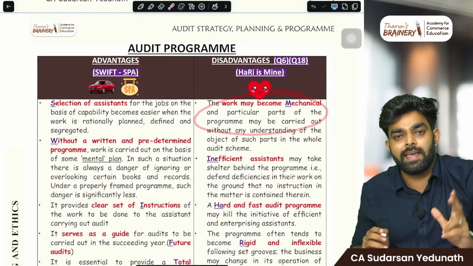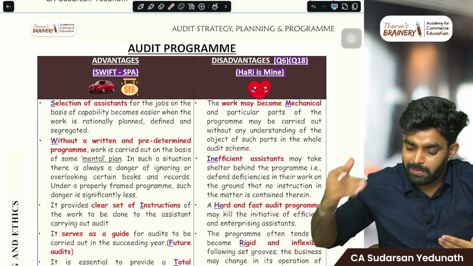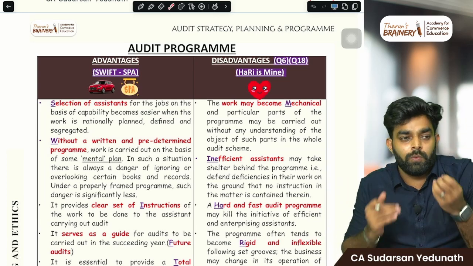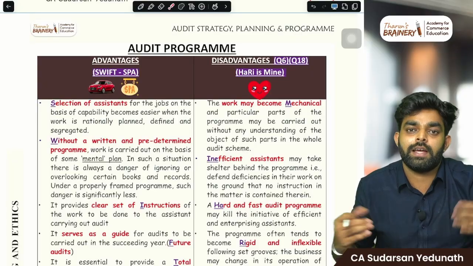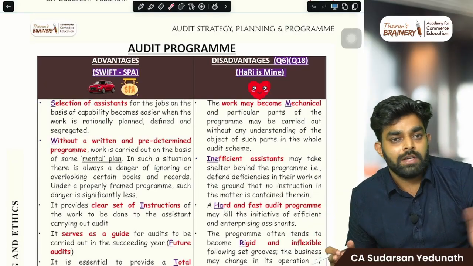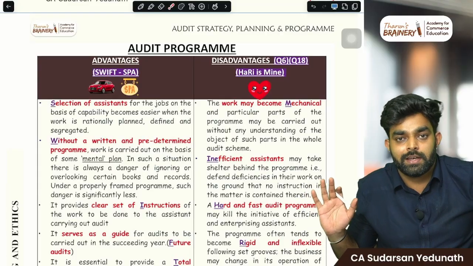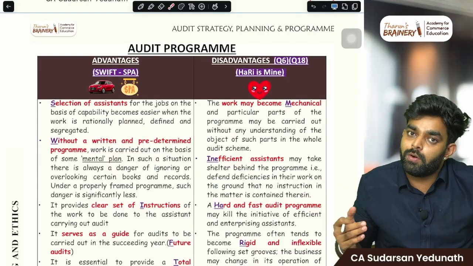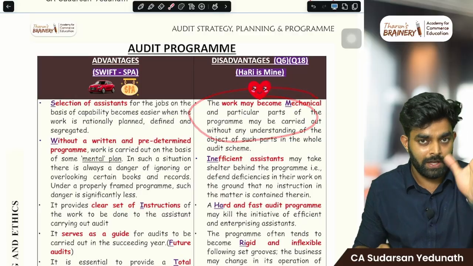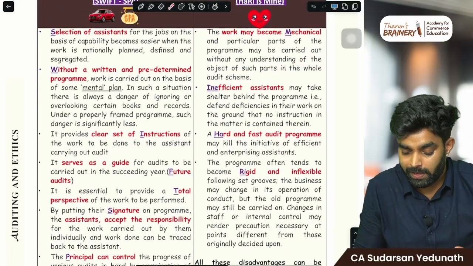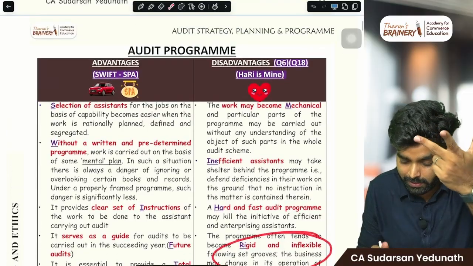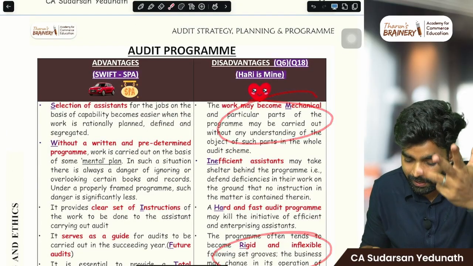The work may become mechanical, every day doing the same thing. It may become mechanical, and sometimes the articles may not even understand the objectives of the work they are doing, or why they are doing this work. They will simply follow the steps and go. So the work may become mechanical, and articles may not understand the work. That is another problem. Hard and fast audit program: HA, RI, rigid and inflexible, M, work may become mechanical, INE.